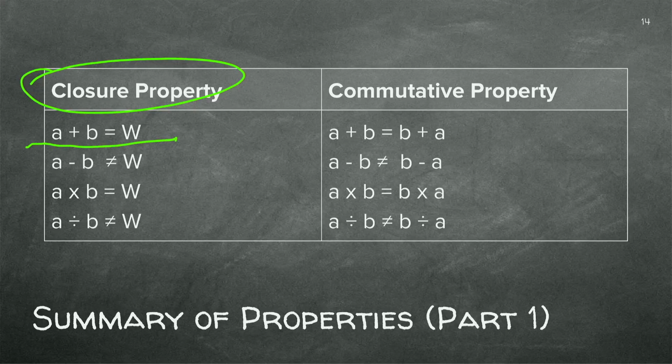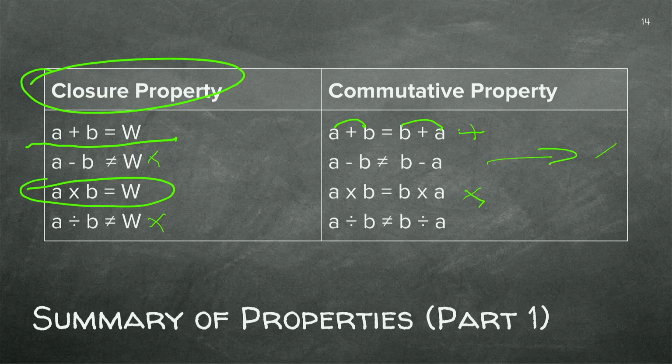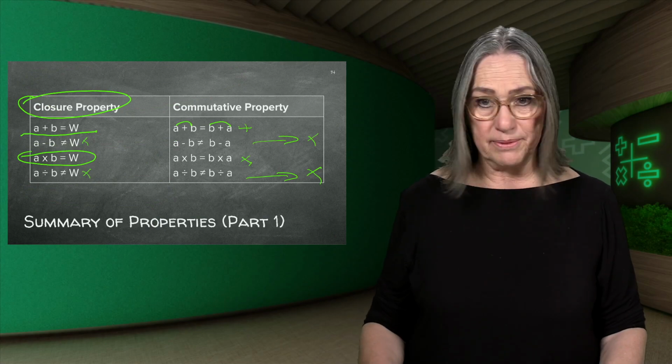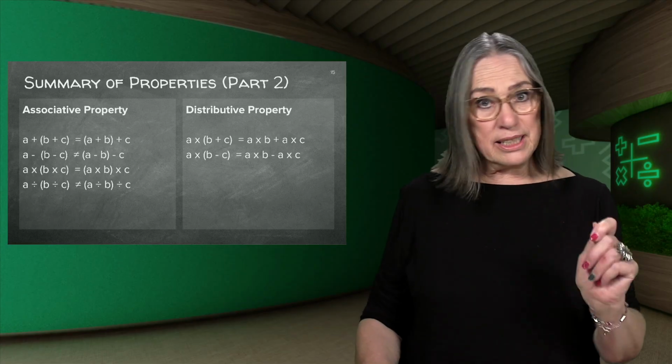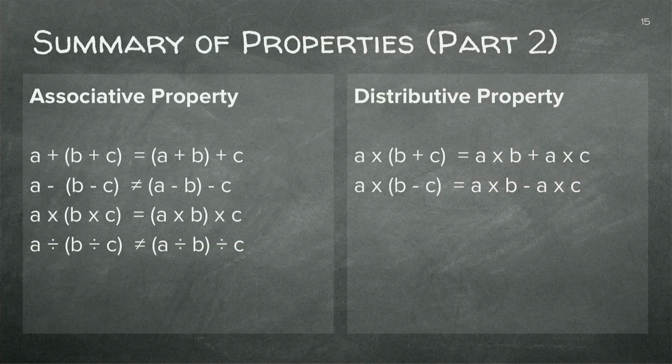If you add whole numbers, you will always have a whole number. If you multiply, you will always have a whole number. It does not hold true for subtraction and division. Commutative property, A plus B can also be B plus A. Your answer will be the same. That holds true for addition and multiplication. But it does not work for subtraction and division.